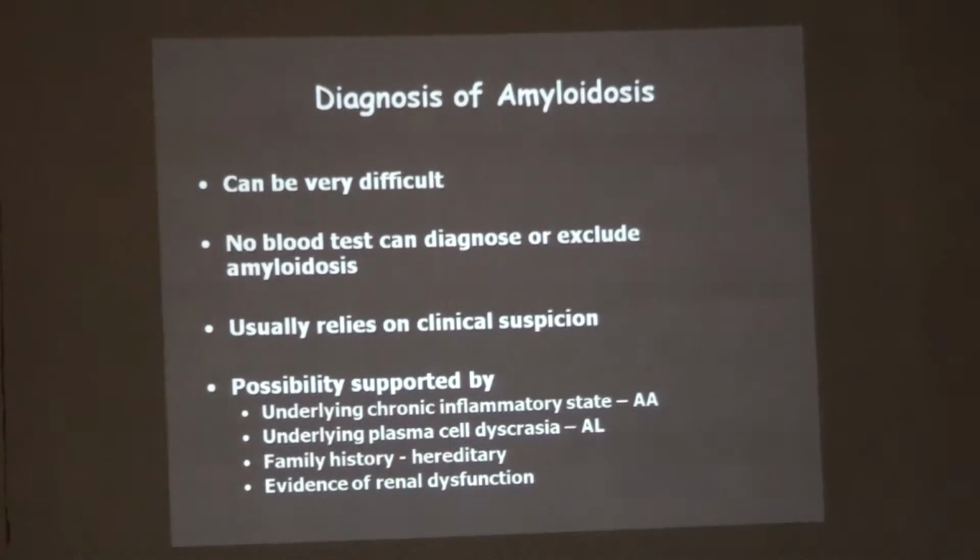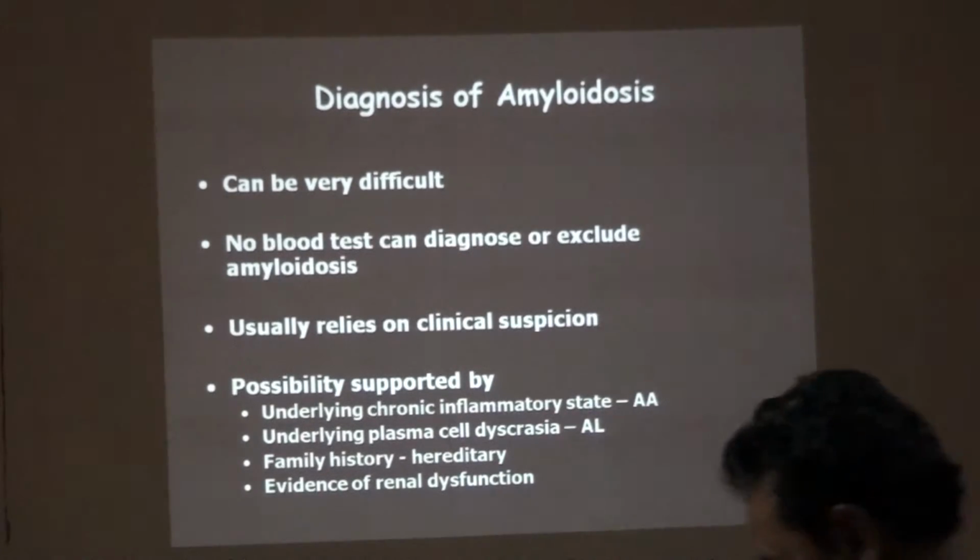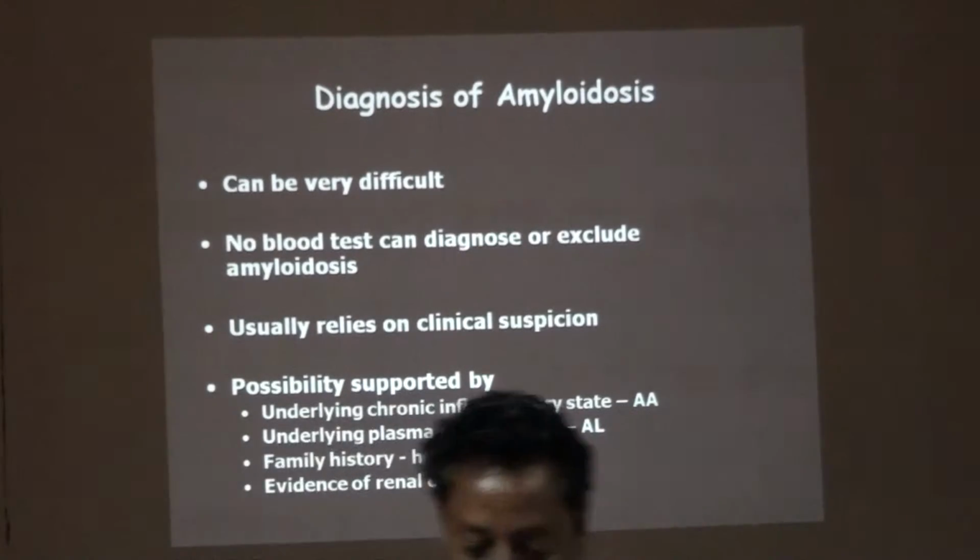So what are the criteria to diagnose? It is very difficult from the history. No blood test can diagnose or exclude amyloidosis. It usually relies on clinical suspicion. From the history, we have to go and define it. The possibility is supported by underlying chronic inflammation, that is AA variety, due to chronic inflammation, in case of rheumatoid arthritis, inflammatory diseases, underlying plasma cell dyscrasia, family history for familial amyloidosis, and evidence of renal dysfunction.